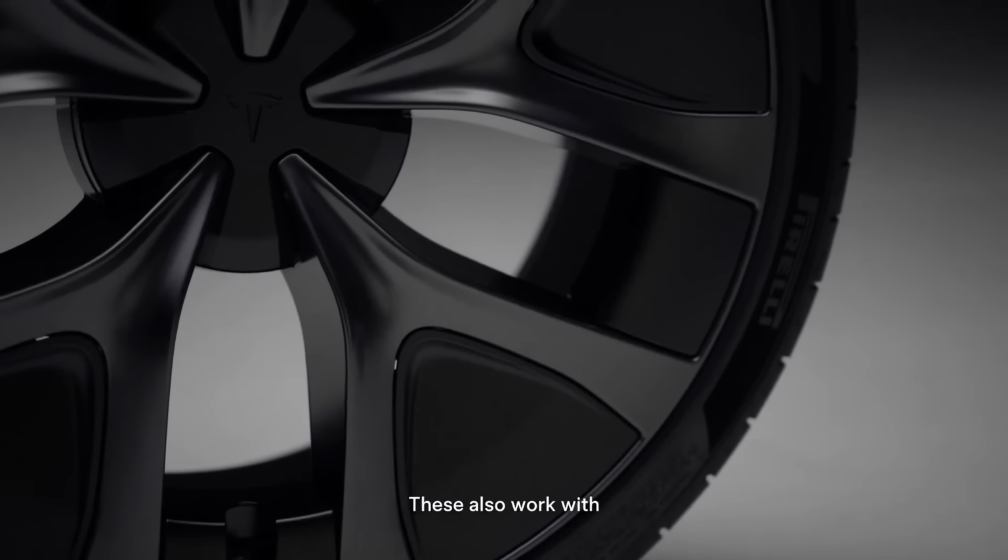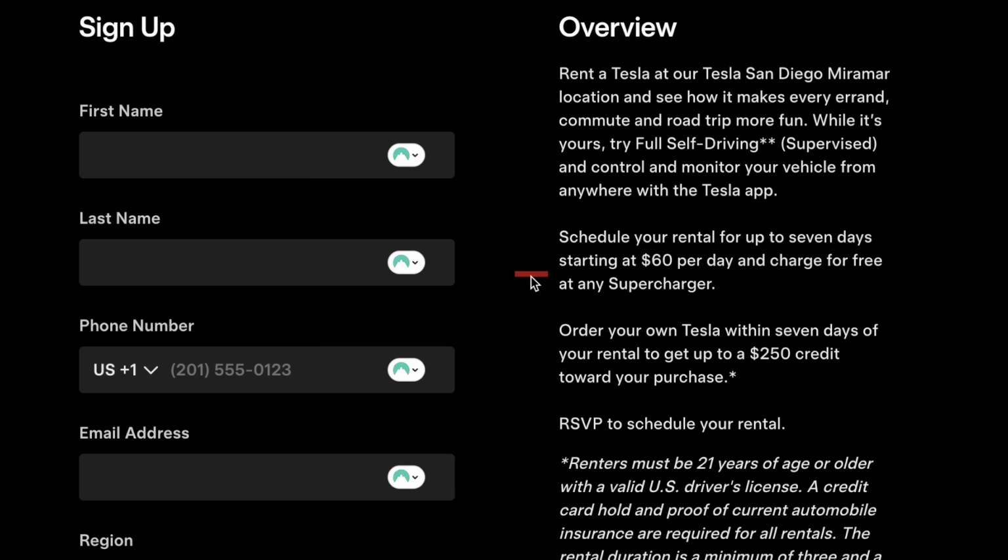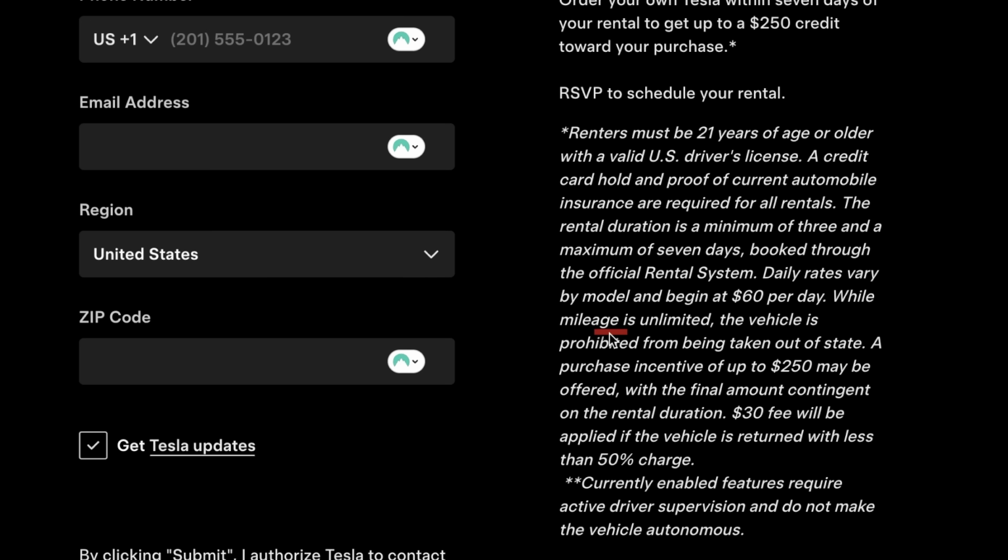On the Tesla website, you'll now see the option to rent a Tesla from select Tesla locations. So far, this is only available at a handful of locations, and I believe all of them are out west. But you can now rent a Tesla for up to a week, and you can use FSD, and you can supercharge during your rental for free. And the cost to do this will start at $60 per day. Then if you order a Tesla within 7 days of your rental, you can get a $250 credit toward your purchase. Mileage is unlimited, but the vehicle is prohibited from being taken out of state. And quite importantly, FSD will be active on these rentals.